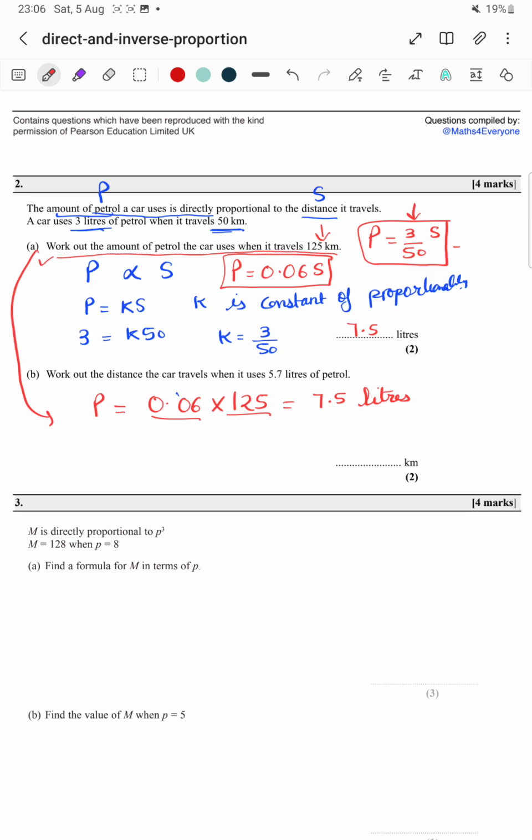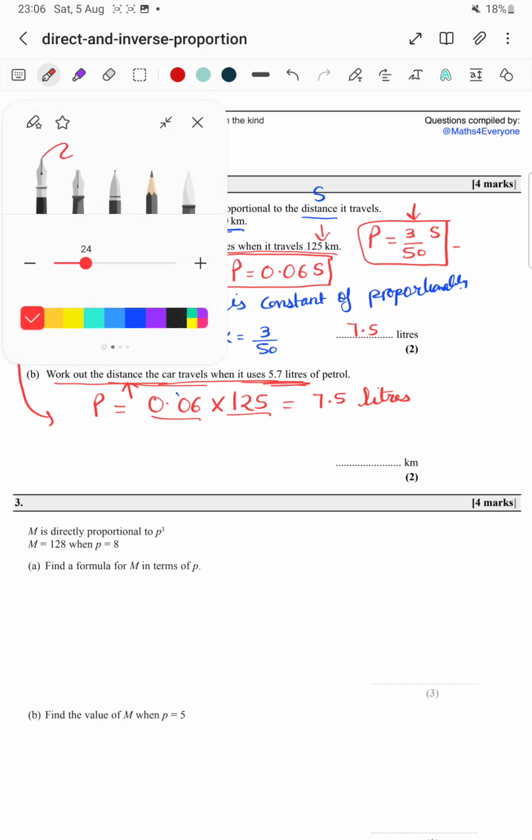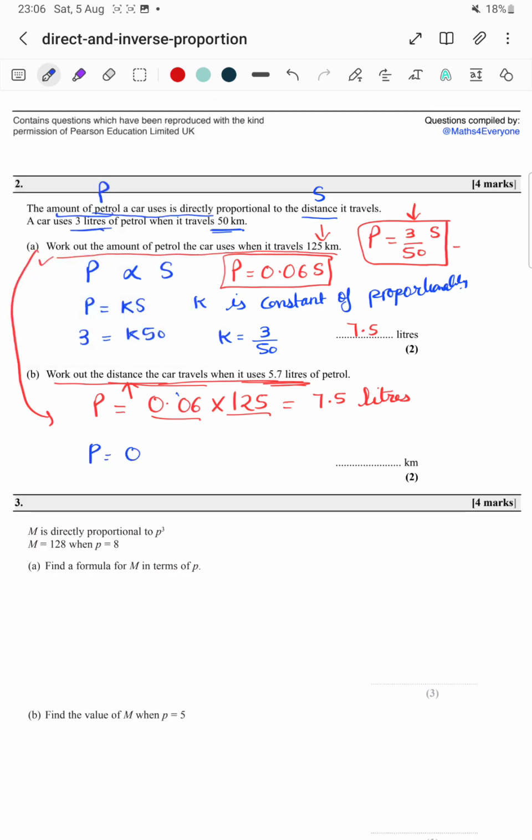So how much petrol will be required? 7.5 liters. And the next question is, how much distance will it travel when it uses 5.7 liters of petrol. So again the equation is P is equal to 0.06 times S, and if petrol is given as 5.7, so 5.7 is 0.06 times S, and from here I have to divide 5.7 by 0.06. So I will be writing 5.7 over 0.06 is S, and that will come out as 95 kilometers. So this completes the question.